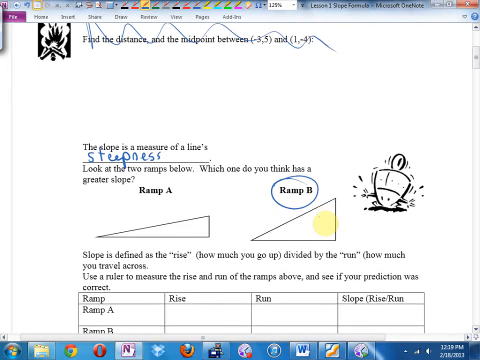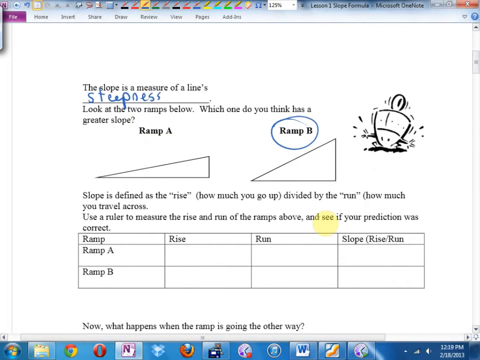Slope is defined as the rise, how much you go up by, divided by the run, how much you travel across. In fact, the phrase that we use is we say slope is rise over run. Rise over run. I had a teacher who used to spell it with a Y instead of an I, to remind us that the Y part was what went on the top and the X part was what went on the bottom. I'm not going to do that, but I always point it out.